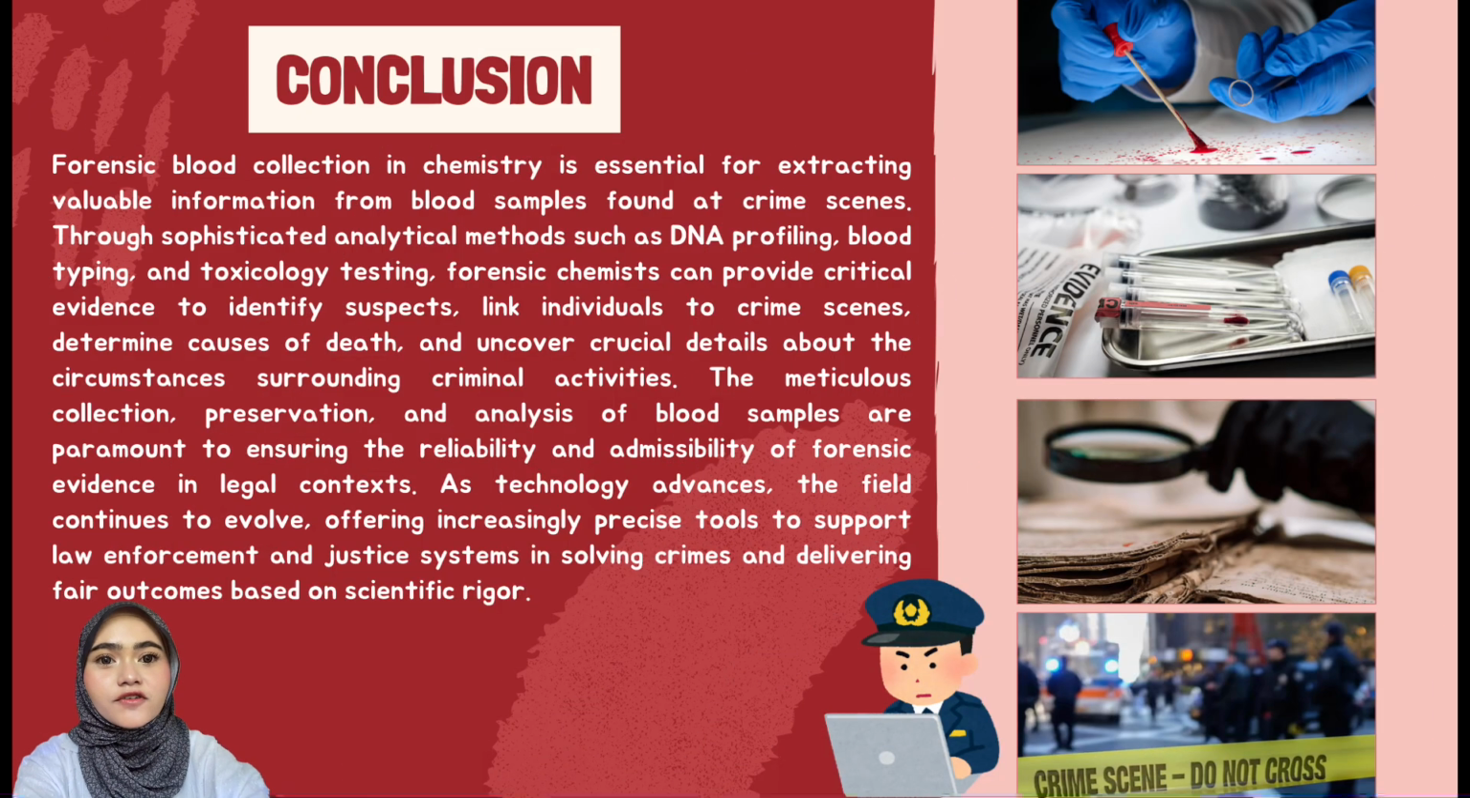To summarize this topic, forensic blood collection in chemistry is essential for extracting valuable information from blood samples found at crime scenes. Through sophisticated analytical methods such as DNA profiling, blood typing, and toxicology testing, forensic chemists can provide critical evidence to identify suspects, link individuals to crime scenes, determine cause of death, and uncover crucial details about the circumstances surrounding criminal activities. The meticulous collection, preservation, and analysis of blood samples are paramount to ensuring the reliability and admissibility of forensic evidence in a legal context.